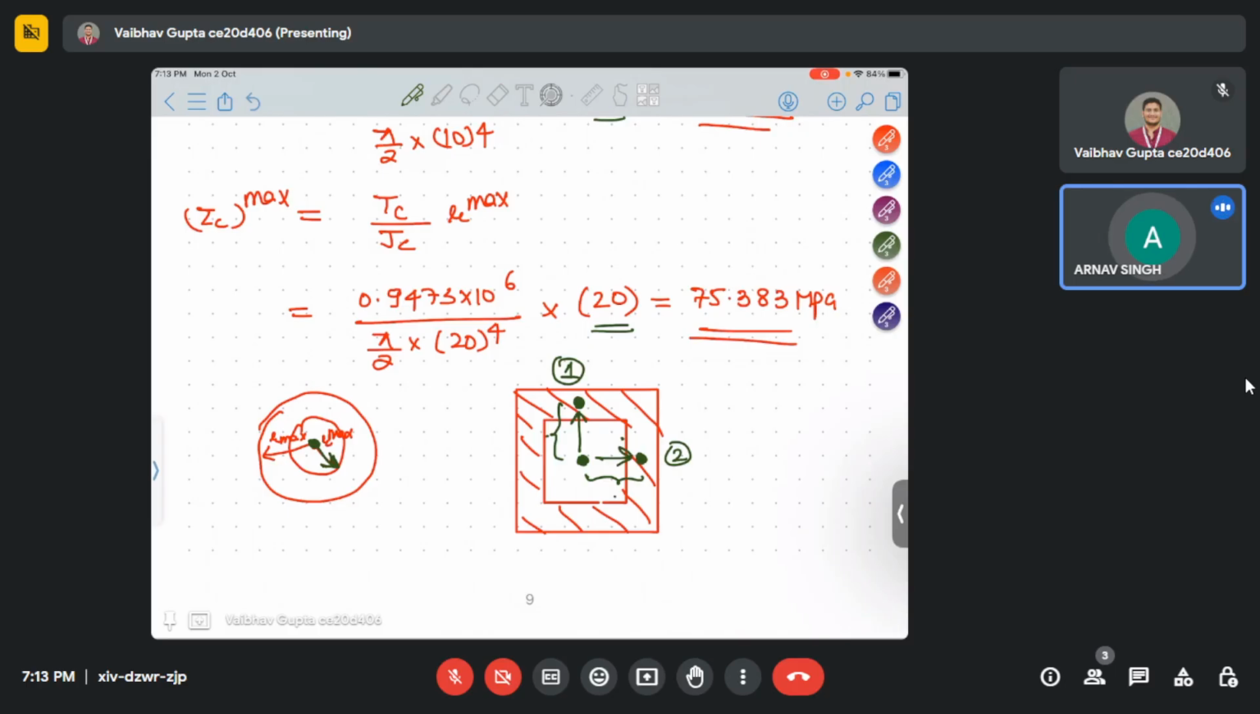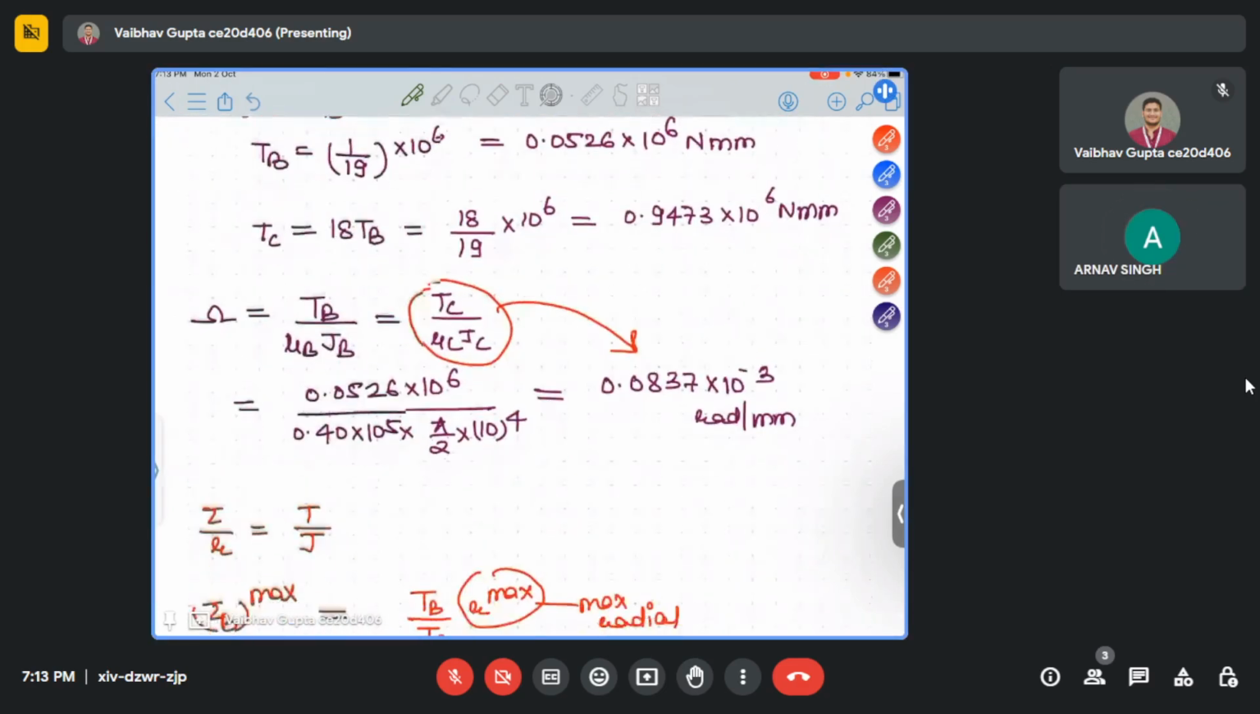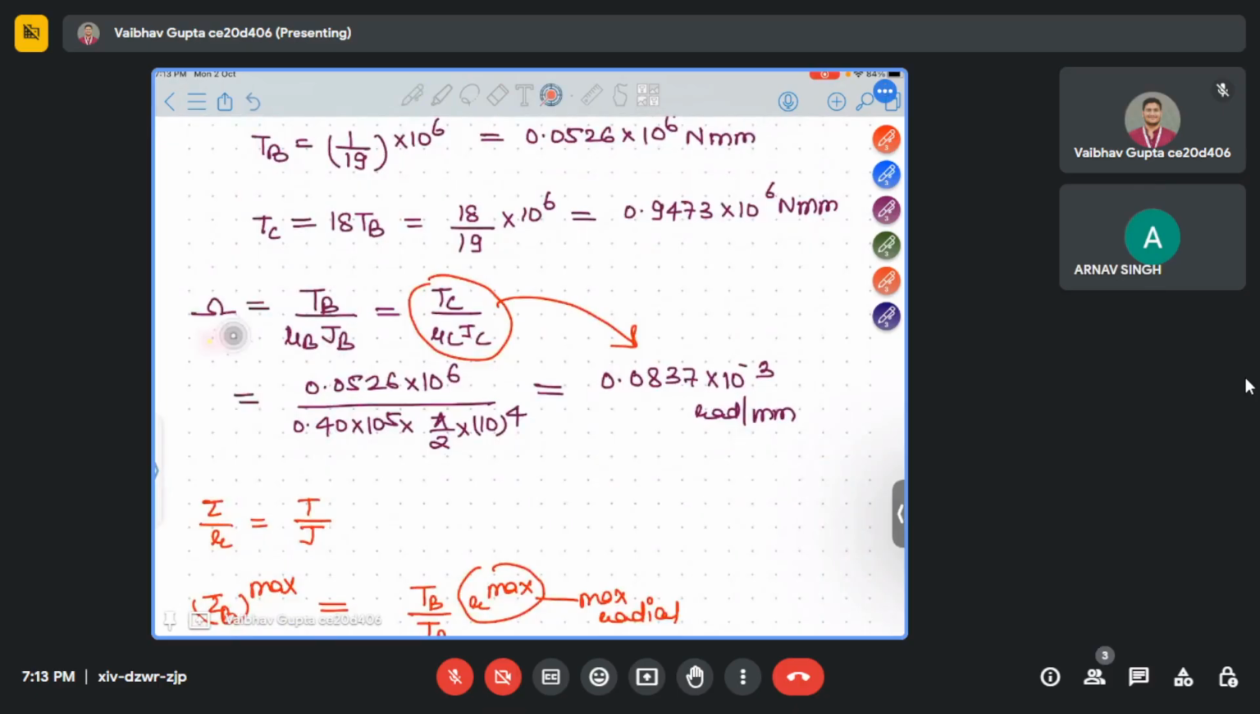What will be the angle of twist in the third question? Angle of twist is nothing but TB upon mu b JB, this thing. Both parts it will be the same, so you can write any one; both you will get the same value. You can experience this also: if you have an electrical wire and you twist that wire, the inside small wire and the outside coating both will experience the same twist. However, the torque applied will be different for both.